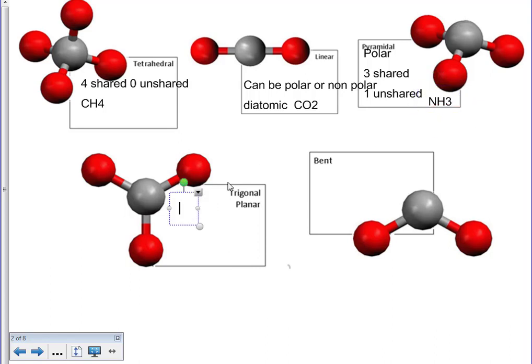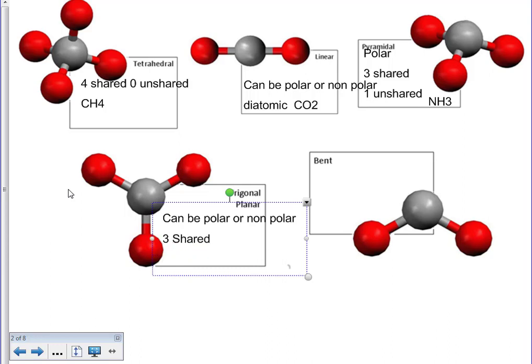Trigonal planar can be polar or nonpolar. If your substituents are the same, then you know it's going to be nonpolar, but if you have a difference in substituents, those outside elements, then we know it can indeed be polar. The biggest part about this is that we have 3 shared pairs of electrons, and the most common example is BF3. If the F's are all the same, then this is going to be nonpolar, but if there was one substituent that's not fluorine, so maybe chlorine, then you would have an overall polar molecule.